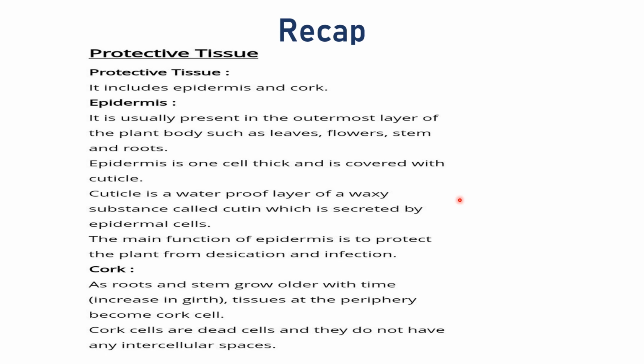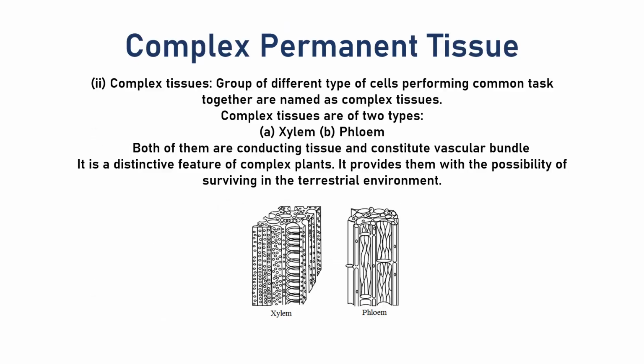And what do we call the cells that guard the stomata? Guard cells, right? So these are all epidermis cells. What about the cork? Have you seen the cork on the stems of old trees? That is also responsible for giving protection to plants and also mechanical strength, right? They are dead cells, and intercellular spaces are not present. Okay, this is all about what we did in simple permanent tissues, right?